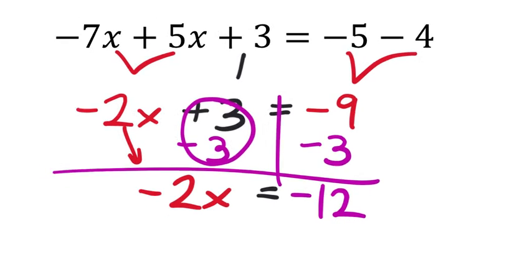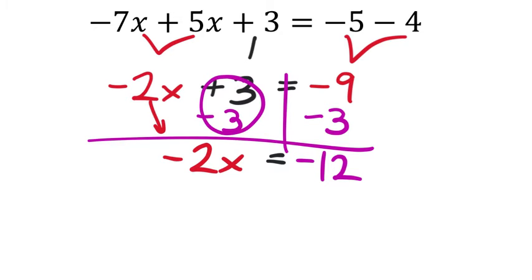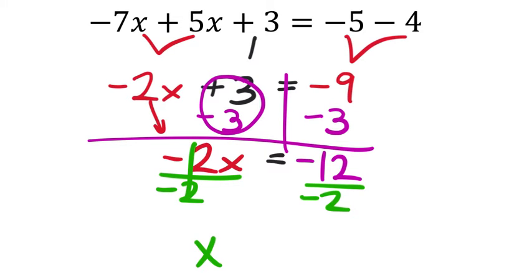And the final step here is to make the coefficient of x a positive 1, not a negative 2. So I'll have to divide both sides by negative 2 to make that a phantom 1. So now x equals negative 12 divided by negative 2, which would be positive 6.